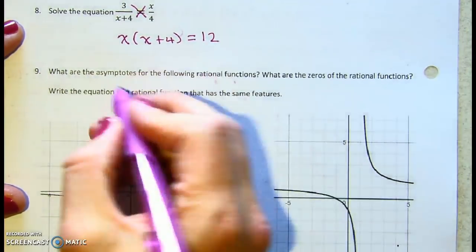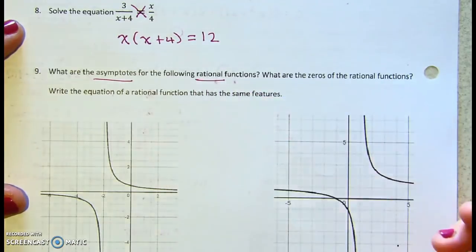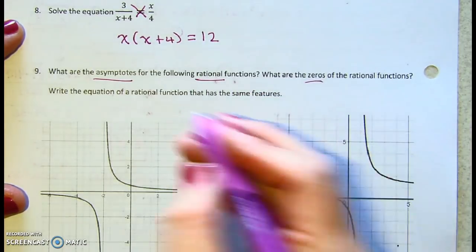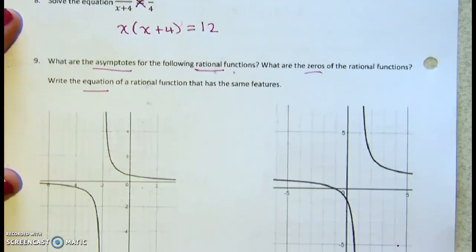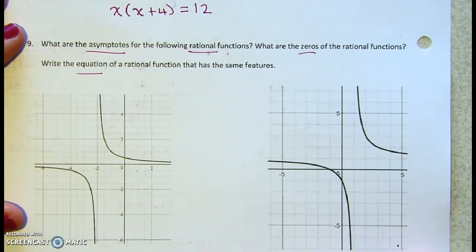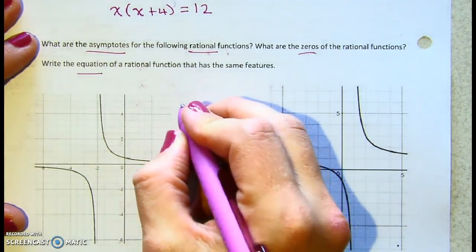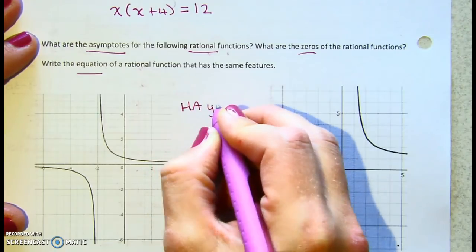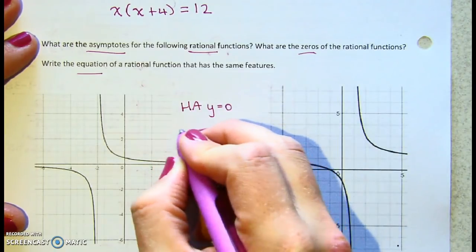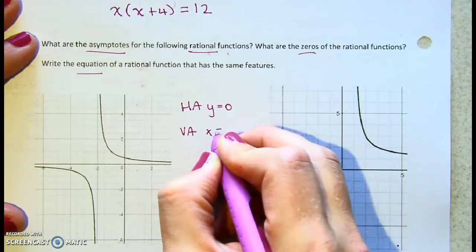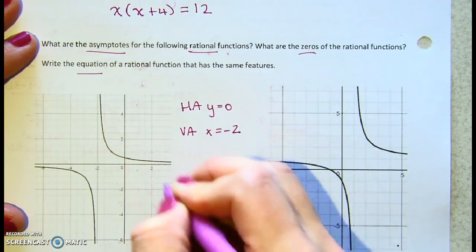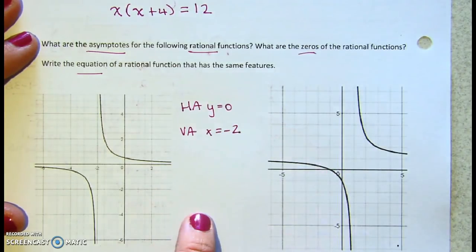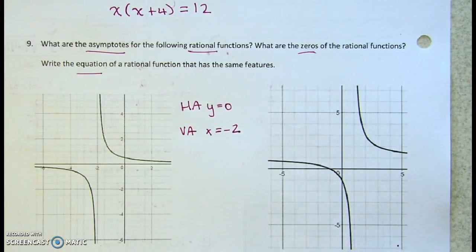What are the asymptotes of the following rational functions? What are the zeros? And write the equation. Oh, that's cool. That's what our test is on. So I see here a horizontal asymptote at y equals 0, a vertical asymptote at x equals -2. And I'm kind of running out of time, but I hope that helped. Just a little quick review.